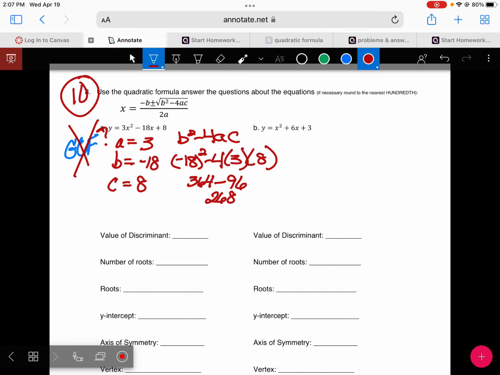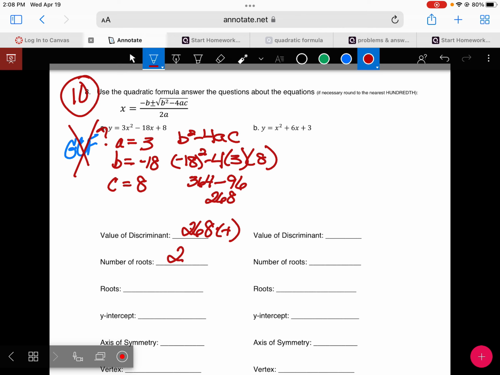Check my math. I think that's right, though. So the value of my discriminant is 268. That is a positive number. When you have a positive number in the discriminant, how many roots are you going to have? 2. This is a good refresher.